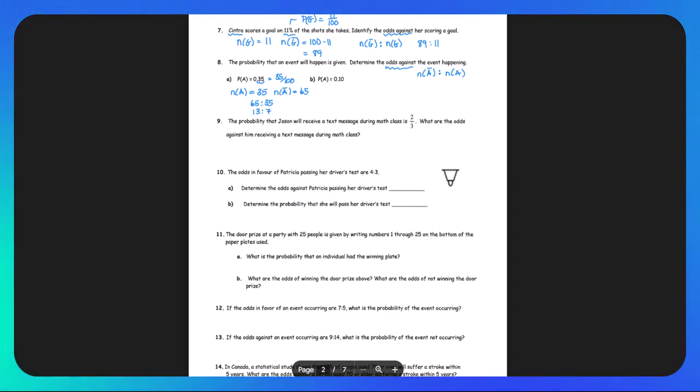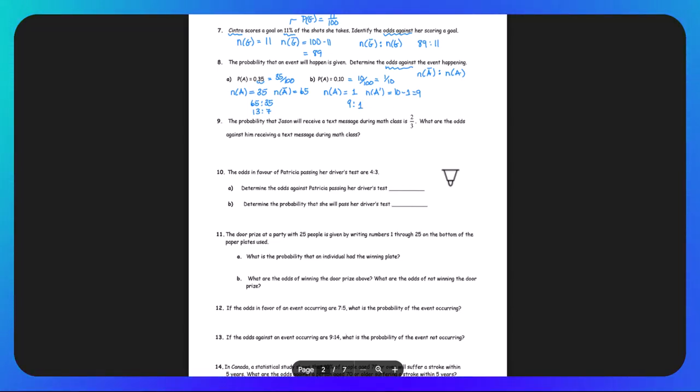Let's do it again for when the probability of A occurring is 0.1. Well, this one here, just to keep it the same, it's going to be 10 over 100, but that reduces down to 1 over 10. So the number of ways we can have A occur is going to be 1, where the number of ways A doesn't occur is going to be 10 minus 1 or 9. So the odds against A happening is going to be 9 to 1.